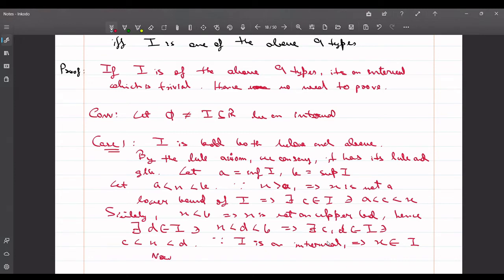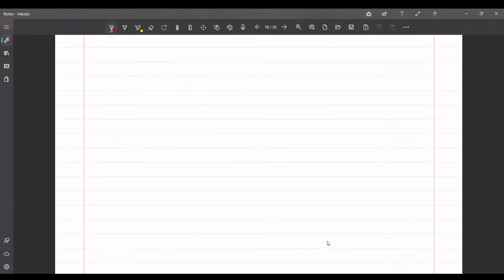Now, X is an arbitrary element of this open interval AB, which we already know. So X is an arbitrary element of AB. This means that AB is contained in I. Is it clear? This follows that the open interval AB is contained in I.